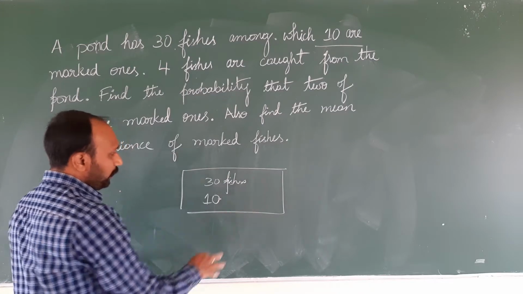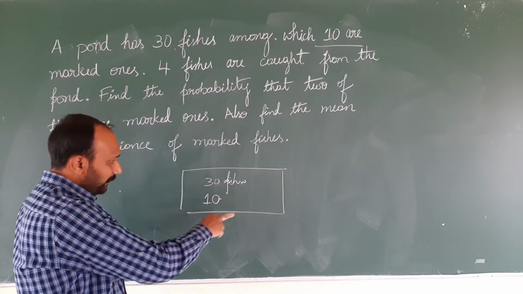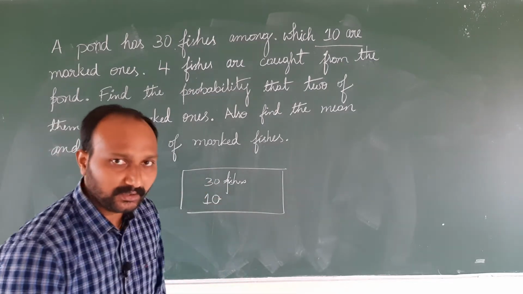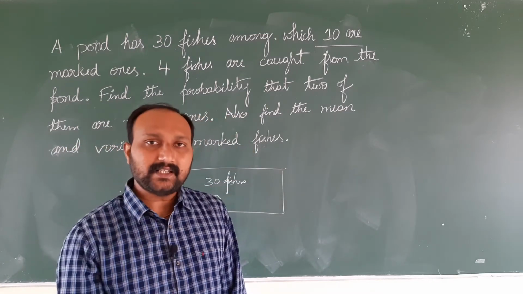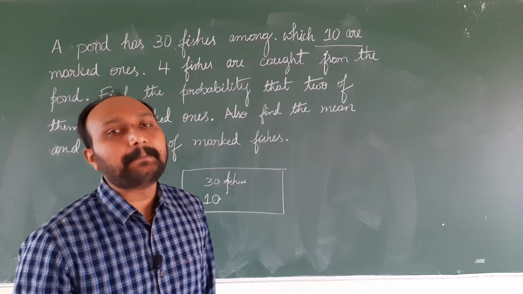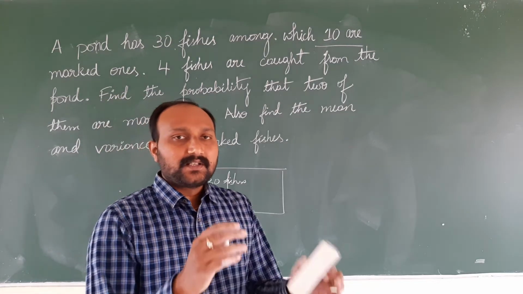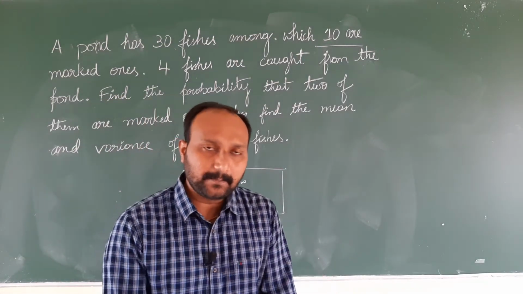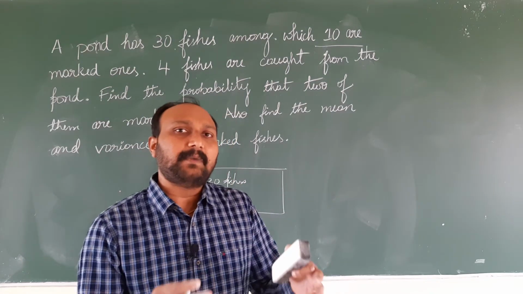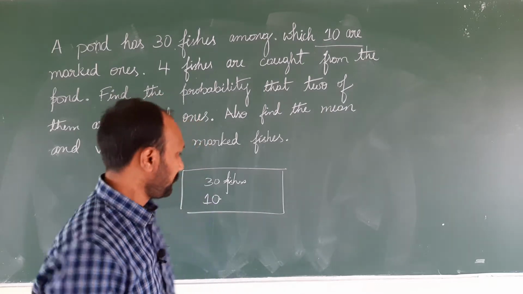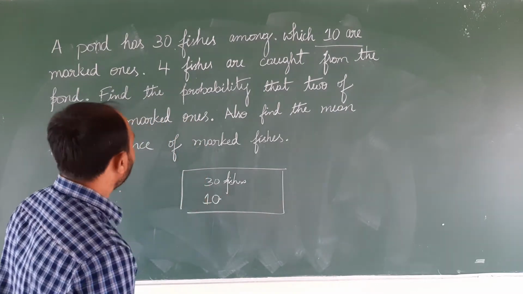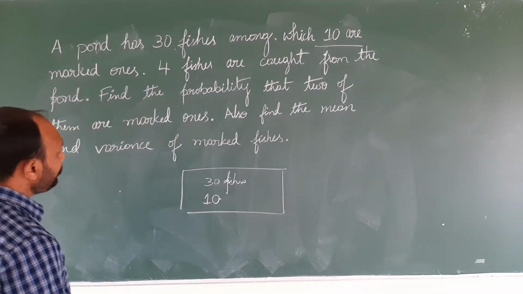So, we came to know that within this particular pond there are 30 fishes. These 30 fishes are classified into two categories depending upon the characteristic marked. So, 10 fishes are in the category of marked and the remaining 20 fishes are in the category of unmarked. That is the basic understanding we need for this particular problem.